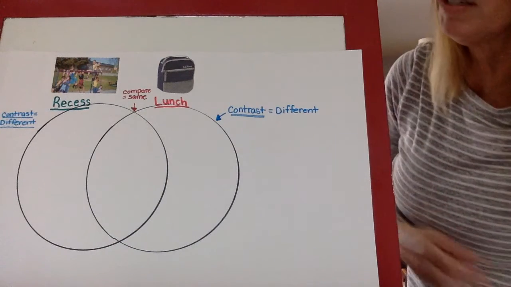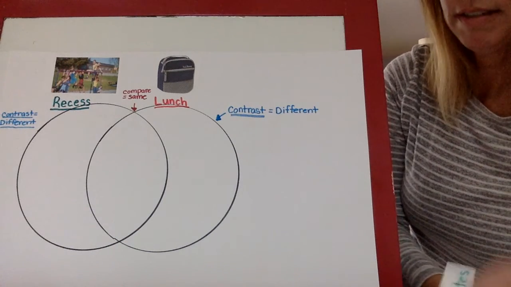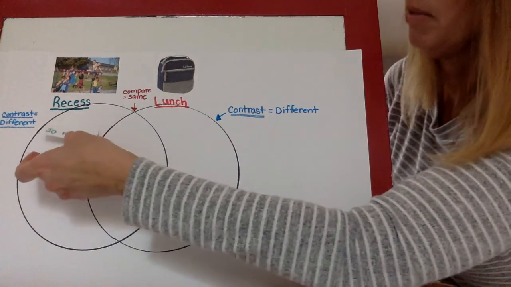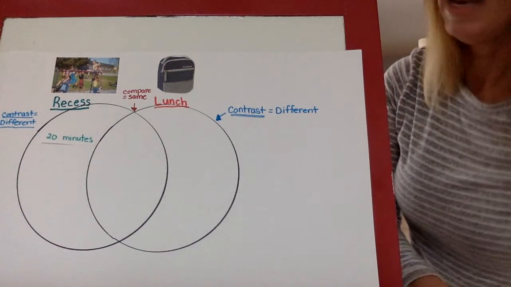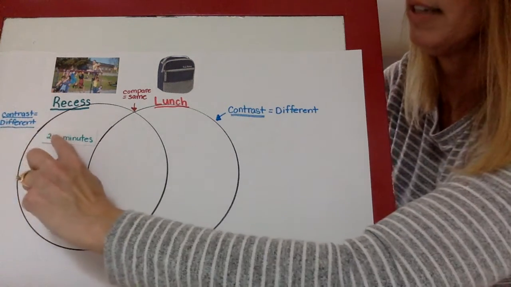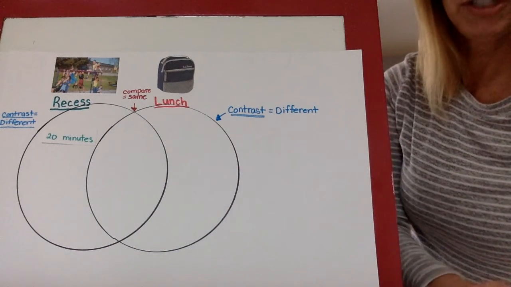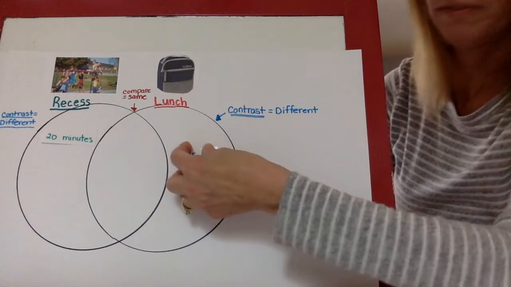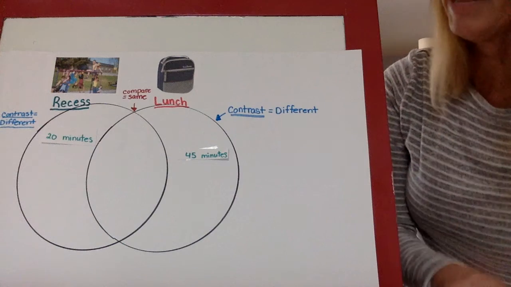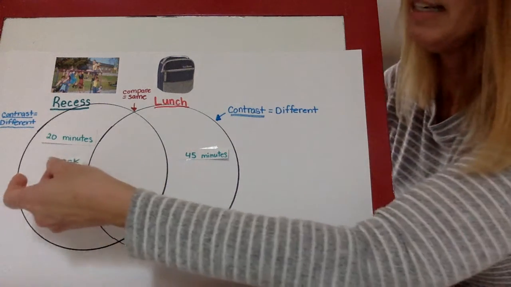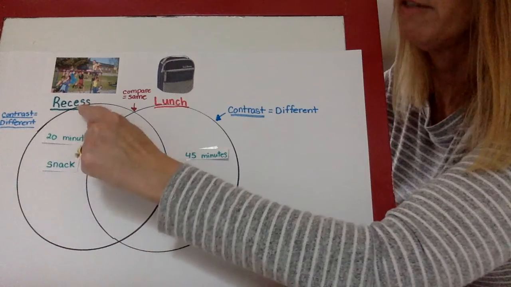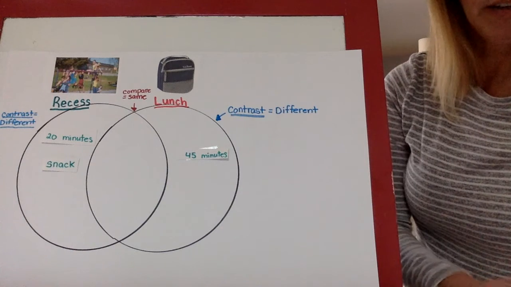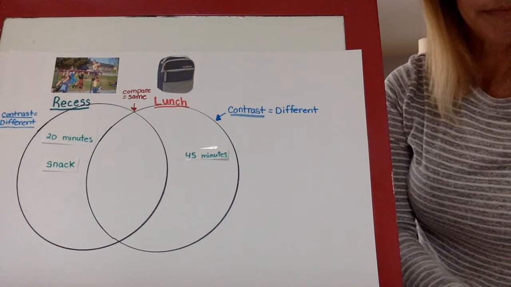So first, if I were to say most recess times, we have about 20 minutes for recess time. So I'm going to put down here 20 minutes. And remember, this is contrasting, 20 minutes. That's different than lunchtime. So at lunchtime, we might have something around 45 minutes or so. And then at recess time, we often eat a snack. That's different about recess time. And at lunchtime, we usually eat our lunch. Well, I hope you eat your lunch.